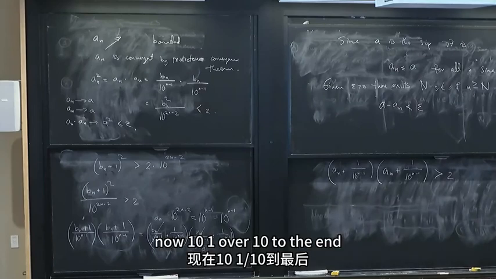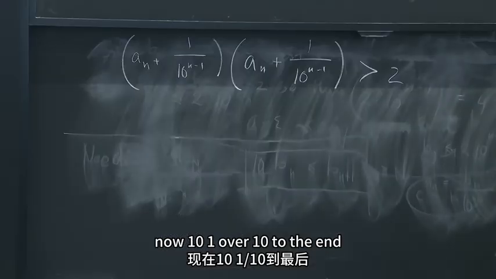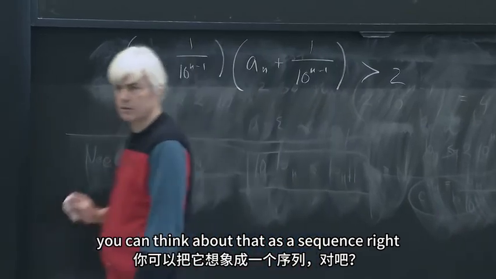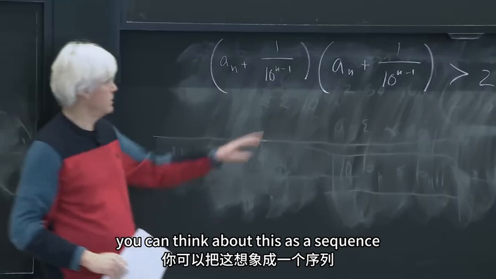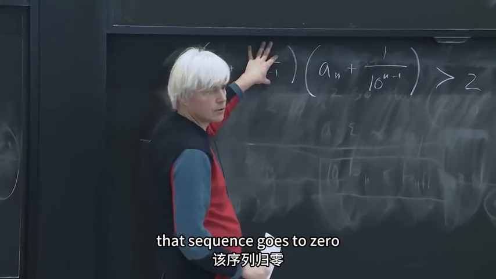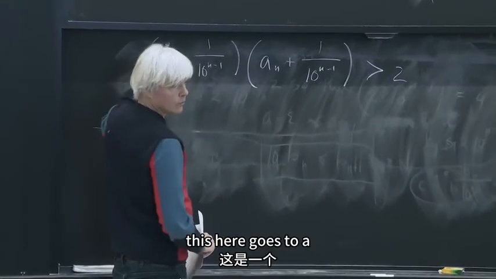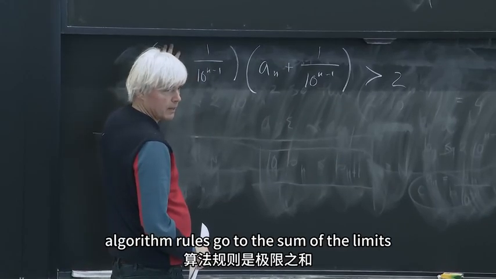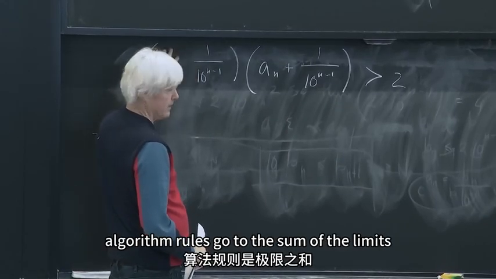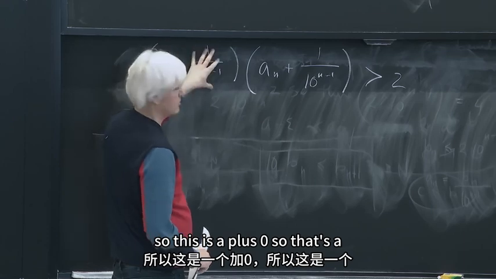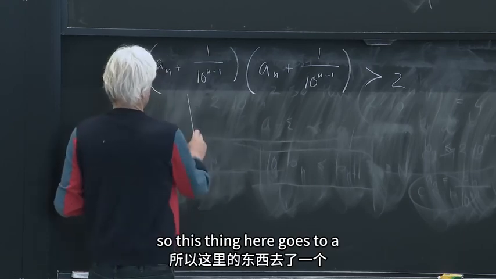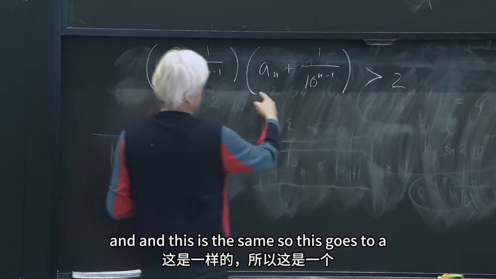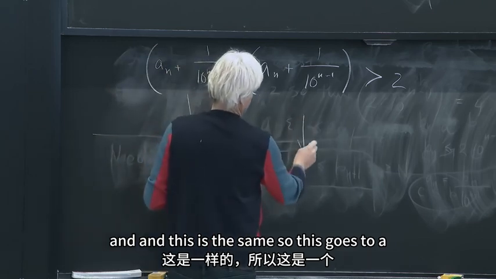Now, 1 over 10 to the n. You can think about that as a sequence. That sequence goes to 0. This here goes to a. The sum of these two sequences, by the algebraic rules, goes to the sum of the limits. So this is a plus 0, so that's a. So this thing here goes to a. And this is the same, so this goes to a.